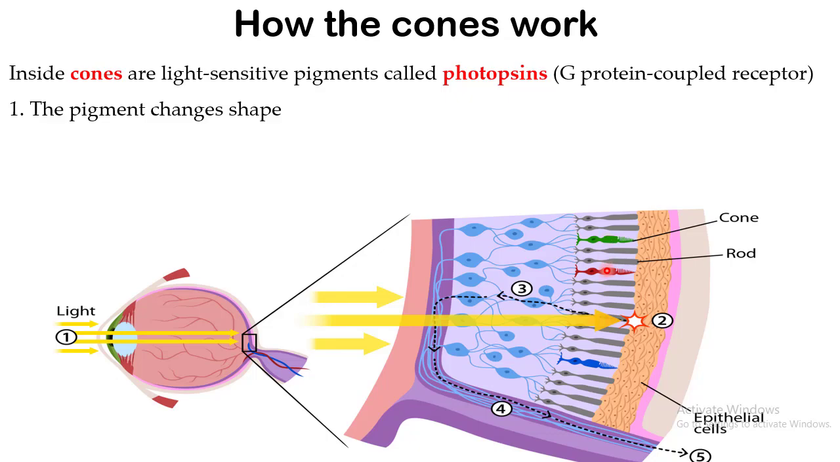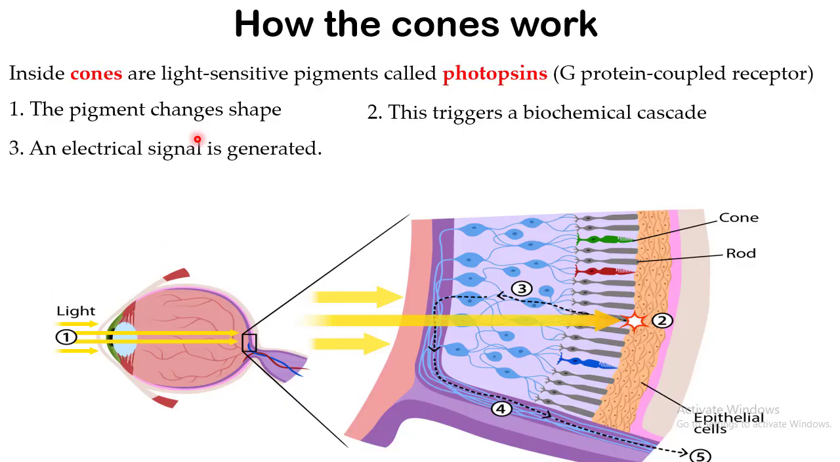So when the light falls on these cones, there are photopsins present in these cones. These photopsins are going to change shape. That change in shape is responsible for causing a biochemical cascade of reactions, and that biochemical cascade of reactions is going to give you an electrical signal. So if you look over here, when the light enters, it falls on the retina, it falls on the cones. The photopsin inside these cones is going to change shape, causing a cascade of biochemical reactions, generating an electrical signal.